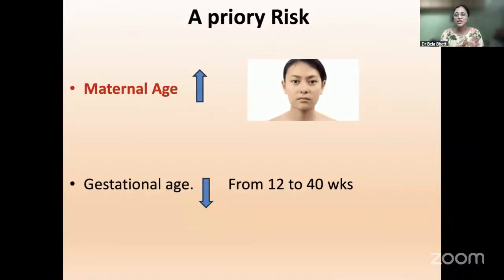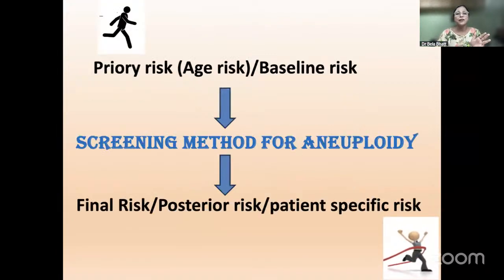As far as gestational age is concerned, the risk of these aneuploidies is highest at 12 weeks and reduces by 40 weeks. Why? Because some of the fetuses are going to die in utero because of these aneuploidies, and therefore the risk that we calculate is always at term. Okay, so we've understood the a priori risk.